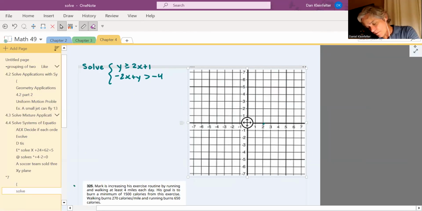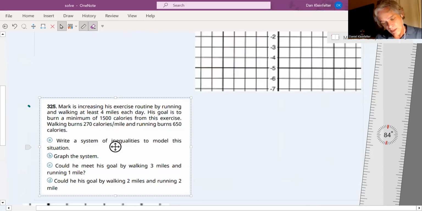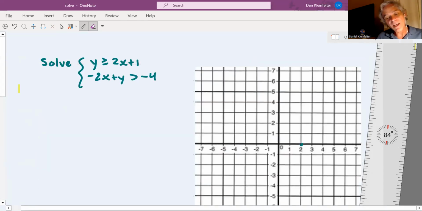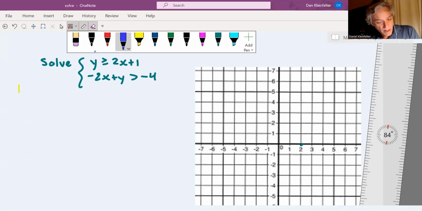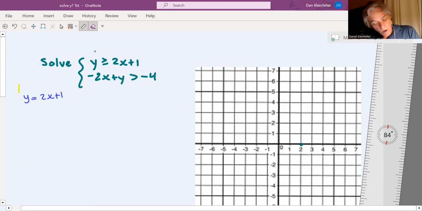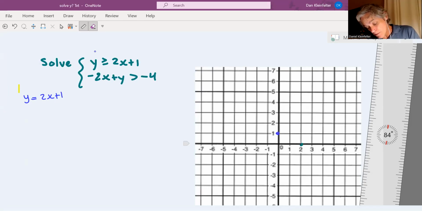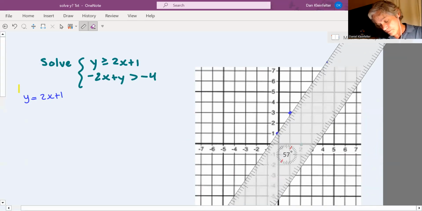All right, we have one more, and then a word problem. Okay, so y is greater than or equal to 2x plus 1. The corresponding equation, y equals 2x plus 1. The y-intercept is 1, slope's 2. Solid line for this one because it's got an "or equal to" in it.